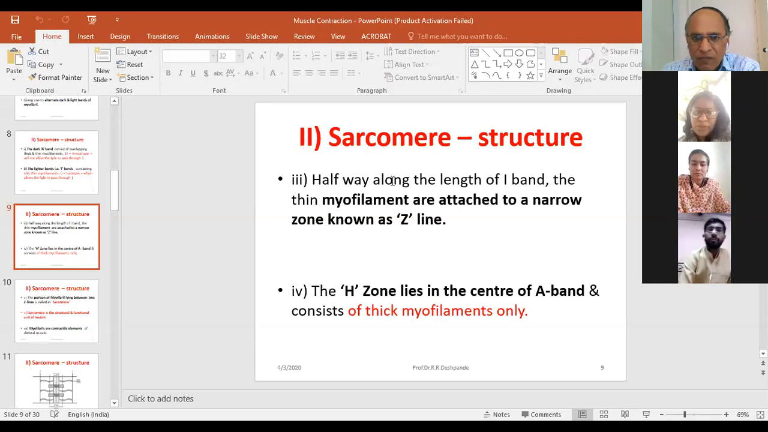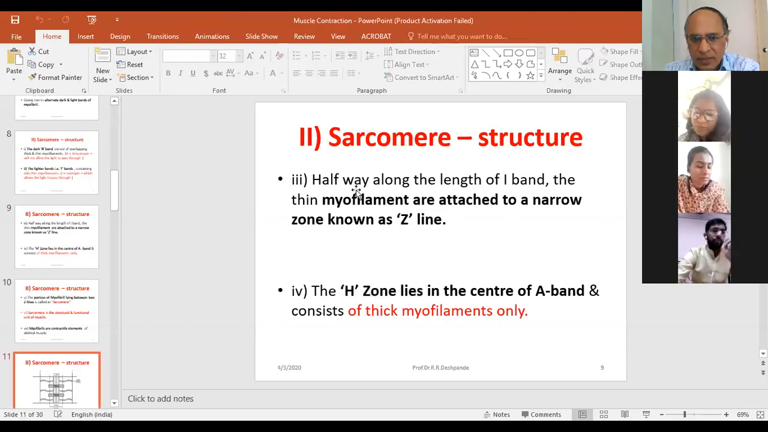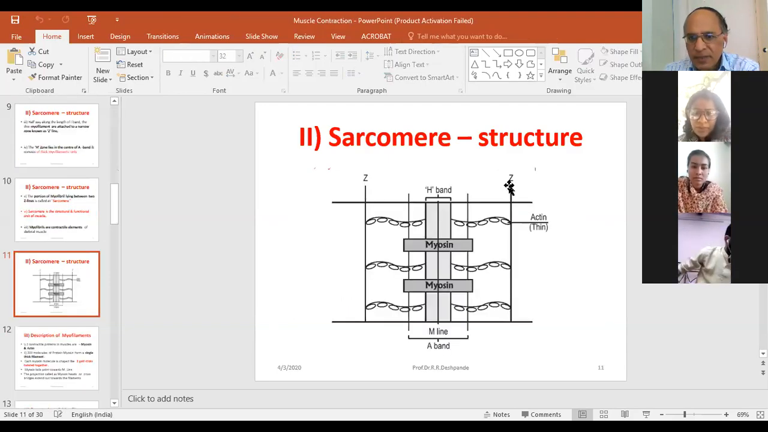Okay. So halfway along the length of I band, myofilaments are attached to a narrow zone, that is Z line. Two words you should remember. Number one, Z. Number two, H zone. Write down these words, Z and H. I will show you where it is. Can you see? These are the Z lines.